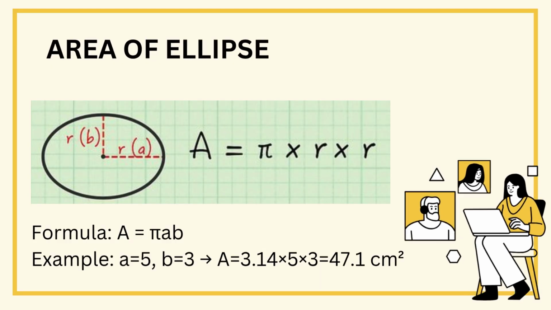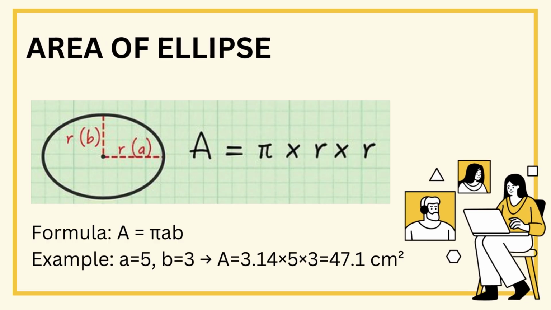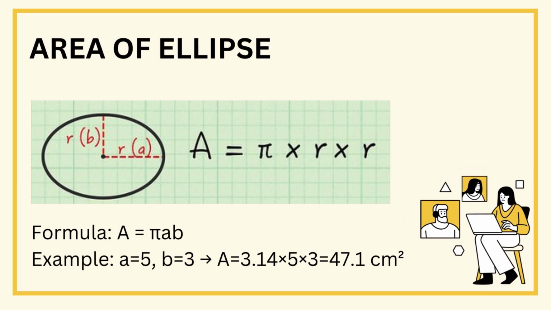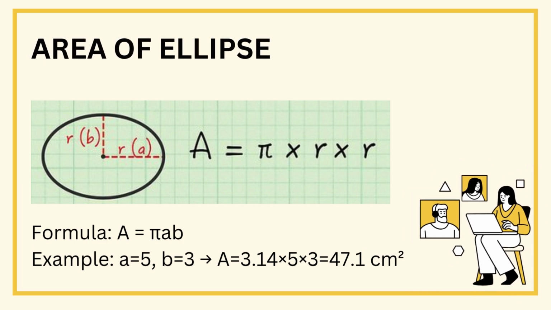To find the area of an ellipse, we have to multiply pi times a, which is also called the semi-major axis, and b, which is also called the semi-minor axis. Or just like in the formula, pi times a times b.